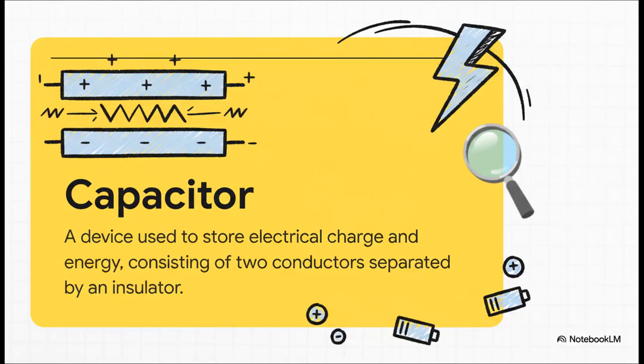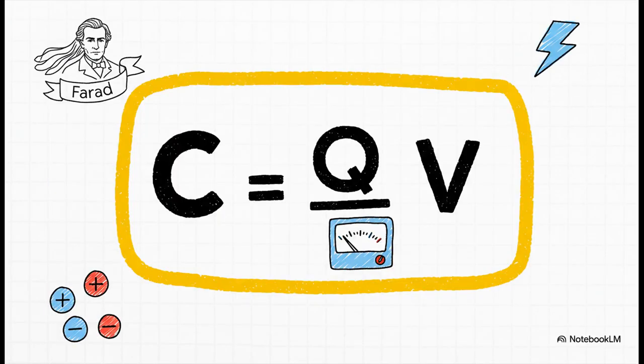So, what exactly is a capacitor? At its heart, it's just a device for storing electrical energy. And you know what? It's surprisingly simple. All you need are two conductors, we'll call them plates, and you just separate them with an insulator. That insulating material is called a dielectric, and it's actually super important to how the capacitor works, as we're going to see. The single most important property of a capacitor is its capacitance, which we represent with a C.